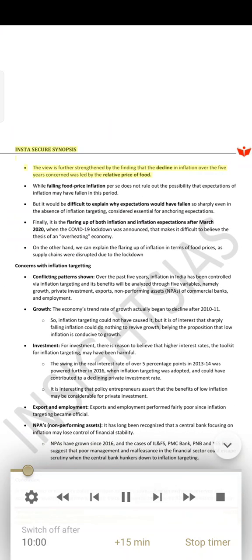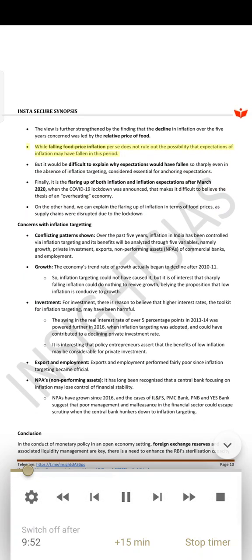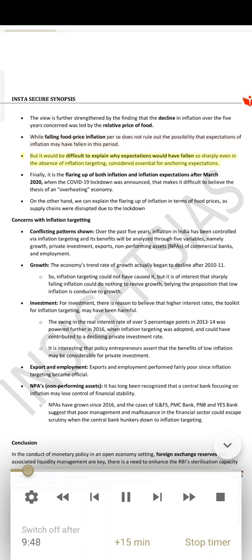The view is further strengthened by the finding that the decline in inflation over the 5 years concerned was led by the relative price of food. While falling food price inflation per se does not rule out the possibility that expectations of inflation may have fallen in this period, it would be difficult to explain why expectations would have fallen so sharply even in the absence of inflation targeting, considered essential for anchoring expectations.